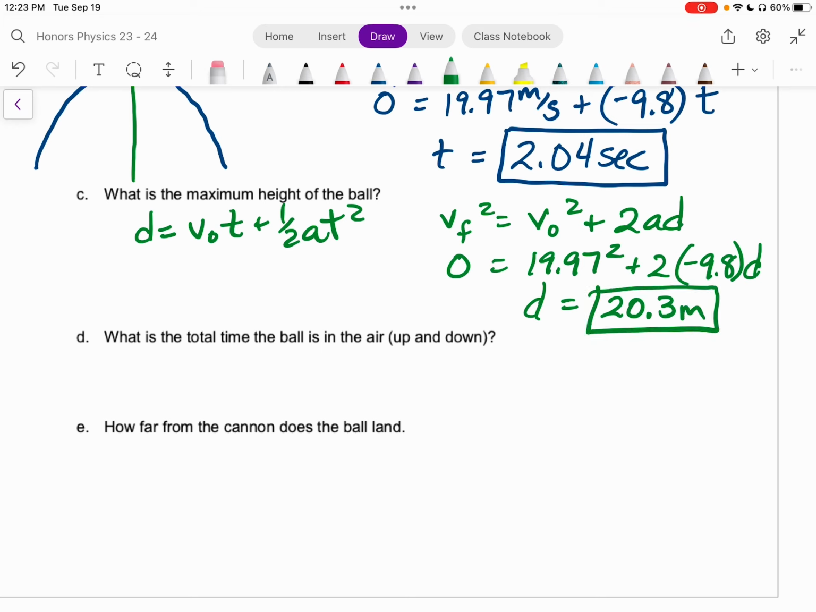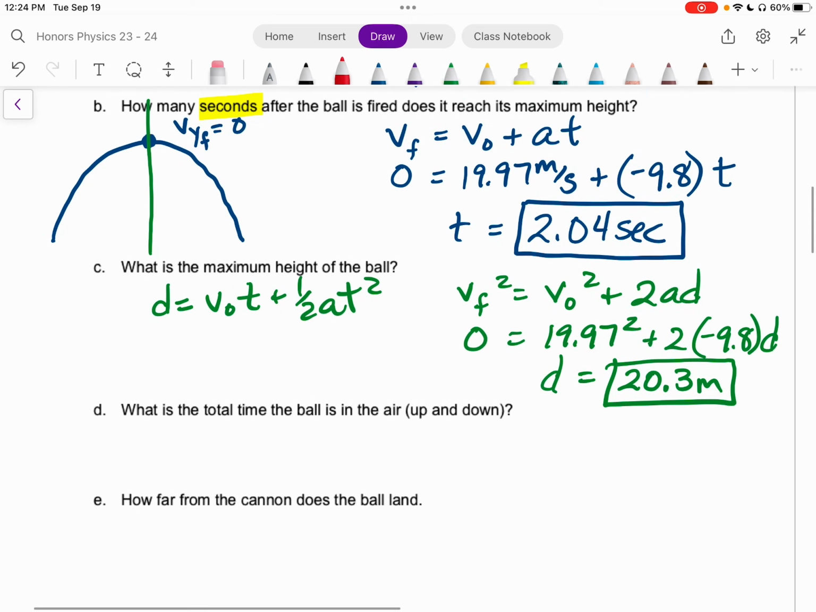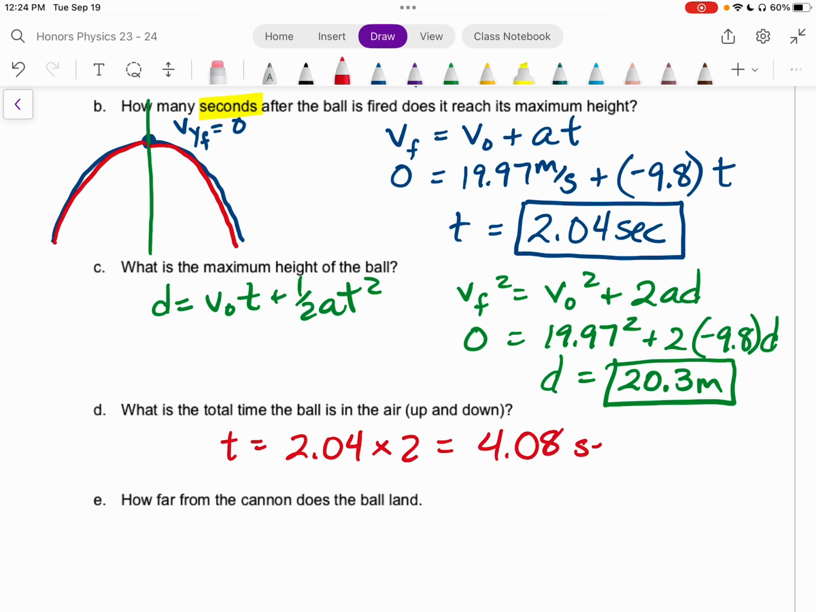Letter D, what is the total time that the ball is in the air? Well, I know that it took 2.04 seconds for it to rise to the highest point. And because there's no air resistance, there's no external forces, there's nothing else going on here, it's going to take 2.04 seconds for it to fall from its highest point. So that means that the total time in the air is equal to the half time times 2, which is 4.08 seconds.